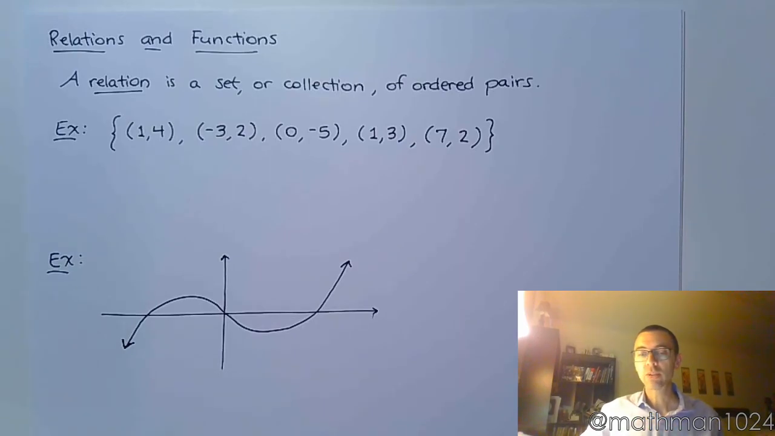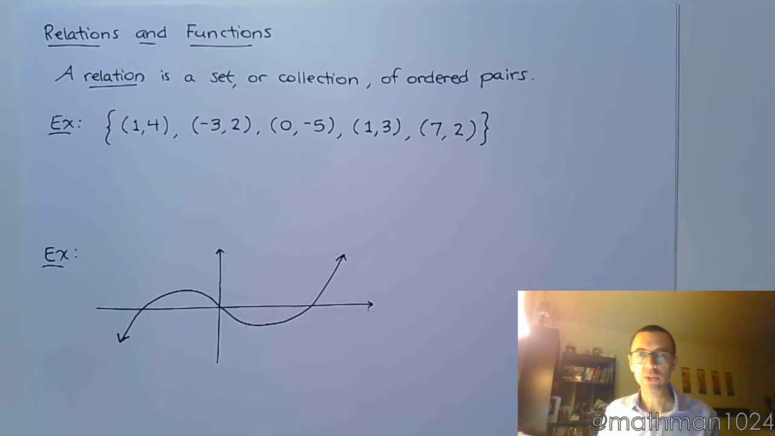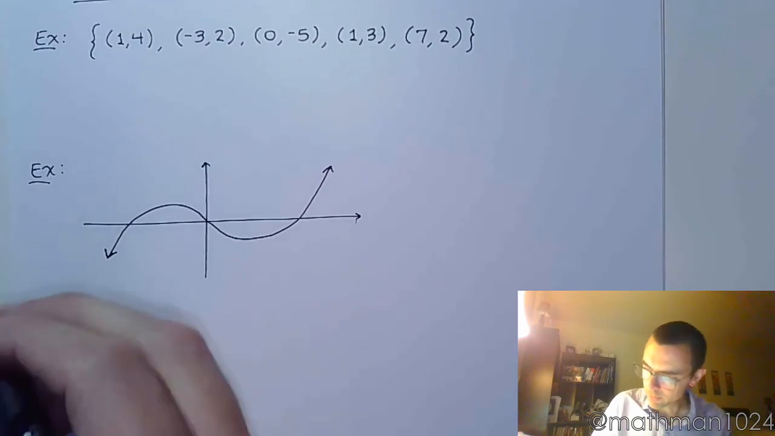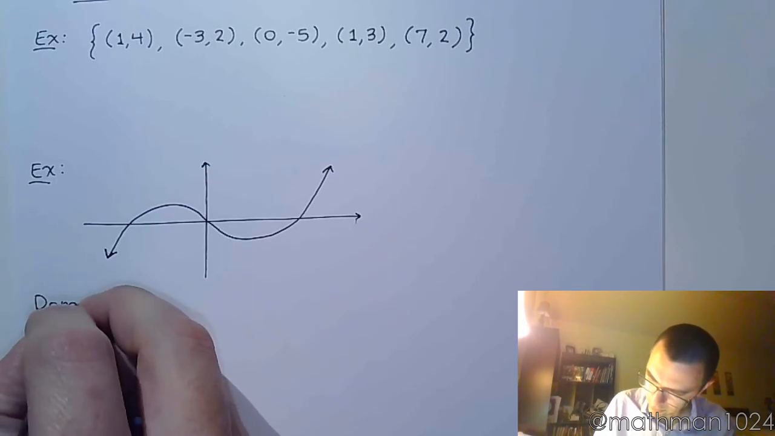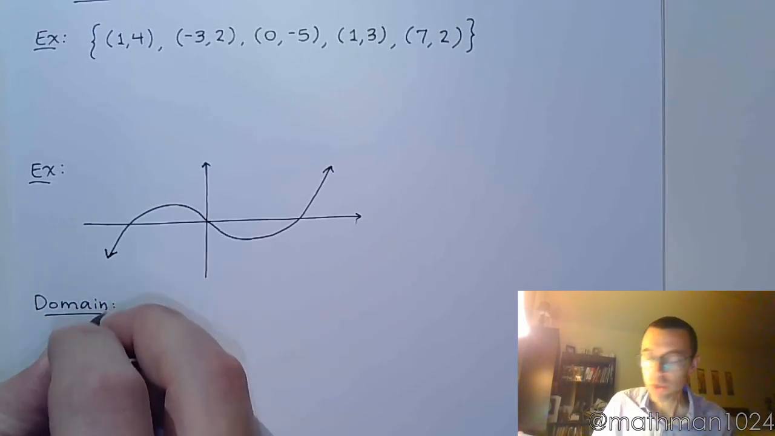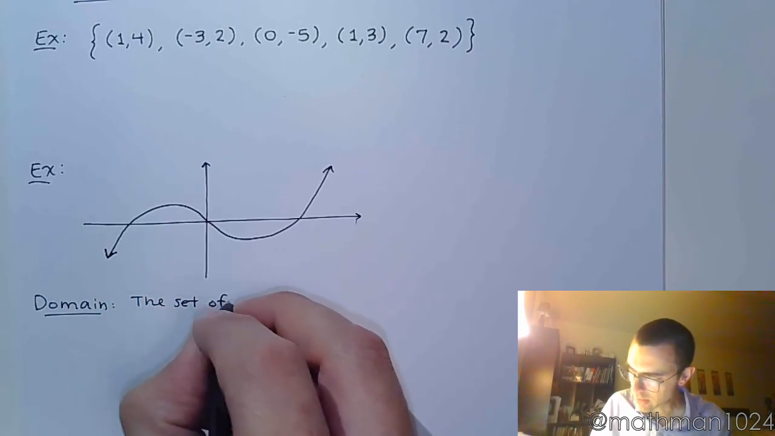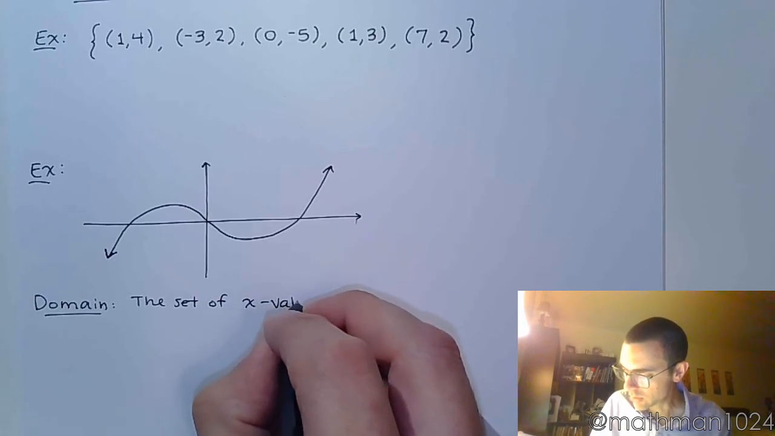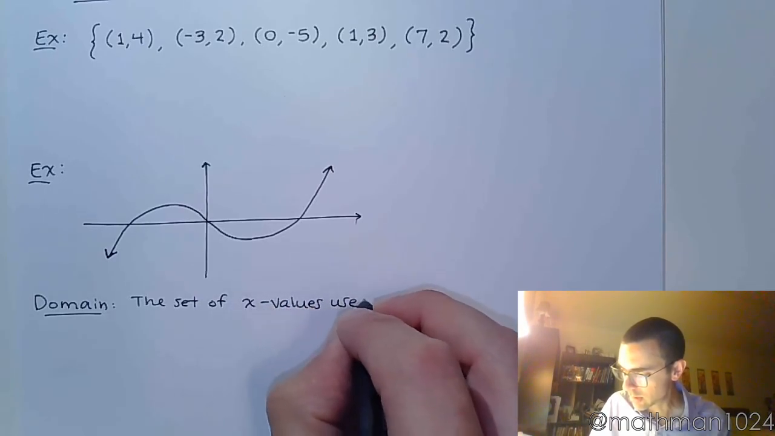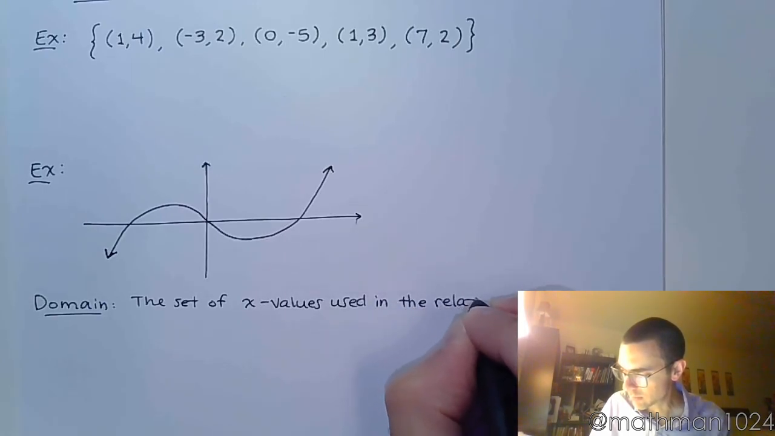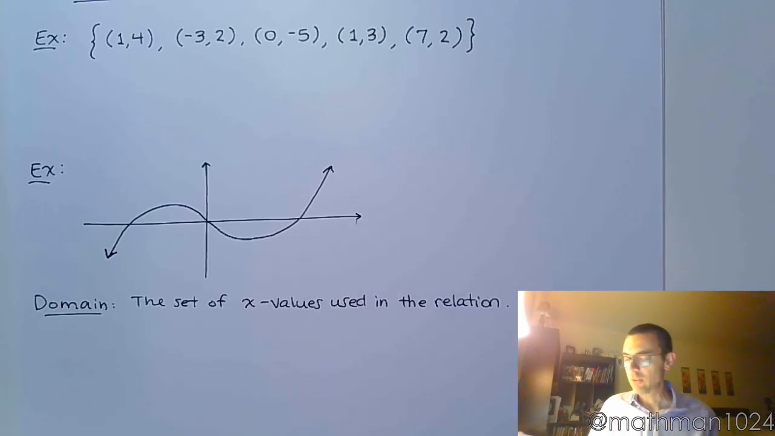Now, when we talk about relations, we also talk about domain and range. So that's why I left a little bit of space here, because I'm going to come back to that. So when we talk about domain, this is the set of x values used in the relation. That's all it is. The domain is the set of x values used in the relation.